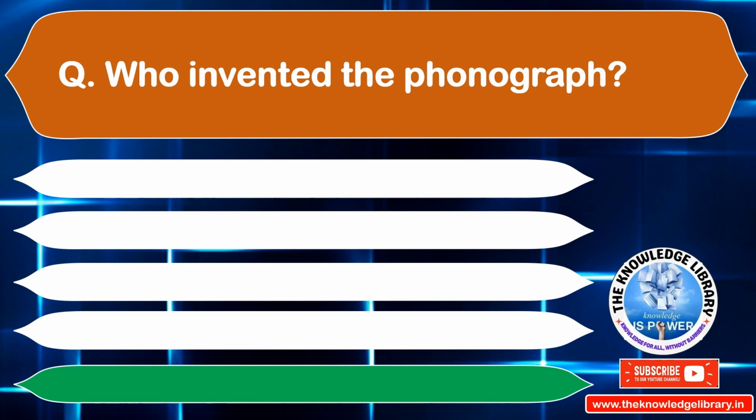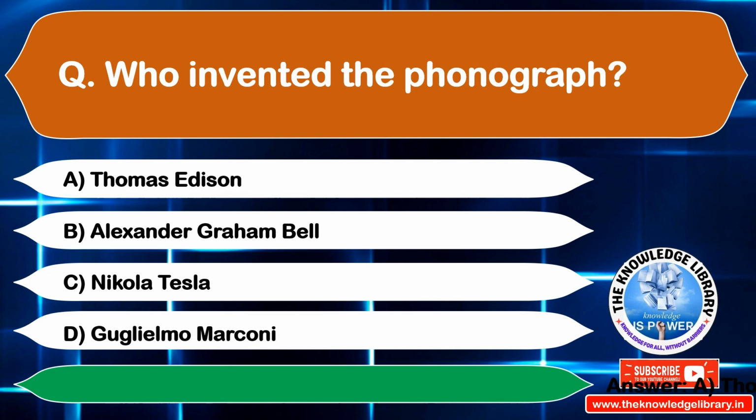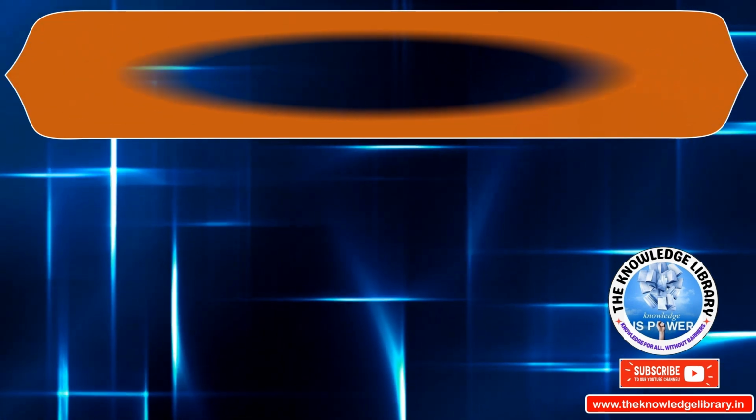Who invented the phonograph? Option A. Thomas Edison. Option B. Alexander Graham Bell. Option C. Nikola Tesla. Option D. Guglielmo Marconi. The correct answer is option A. Thomas Edison. Move to the next question.